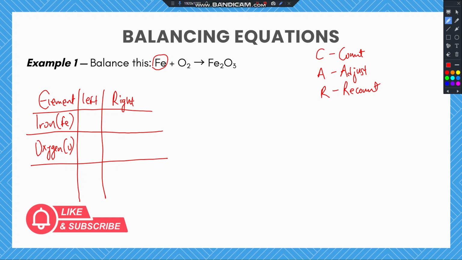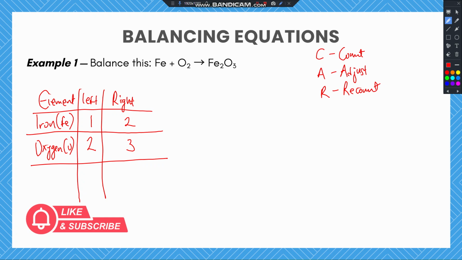The next thing to do would be to count. How many atoms of iron do I have on the left hand side? On the left hand side I have just one atom of iron, so I write that down. On the right hand side, how many do I have? I have 2 atoms. I write that down because of this subscript of 2. How about for oxygen? On the left hand side I have 2 atoms of oxygen, that's it over here, and on the right hand side I have 3 atoms of oxygen. I've written that down. Now we can see that the equation basically is not balanced because on both sides the elements are not the same in terms of the number of atoms present.